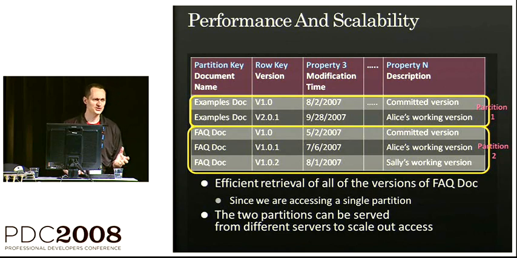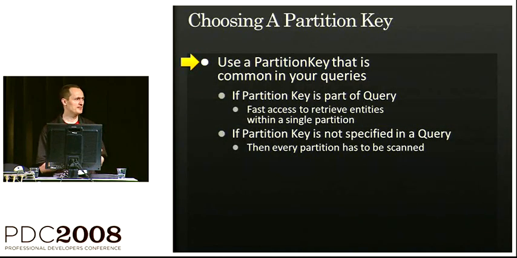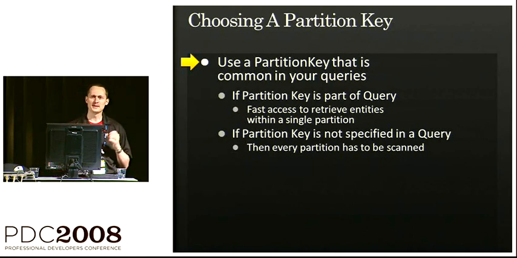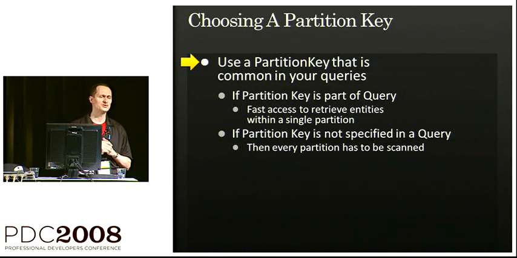Now, a common question we get here is, how do I choose my partition key? Well, you want to choose a partition key that's common in your queries. Because if the partition key is used in your query, this gives you fast access to retrieve the entities within a single partition. If the partition key is not specified in the query, then you have to traverse over all the partitions to find the entities you're looking for, and that can be more expensive.